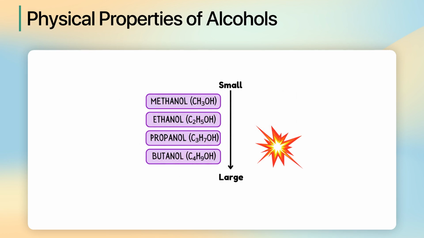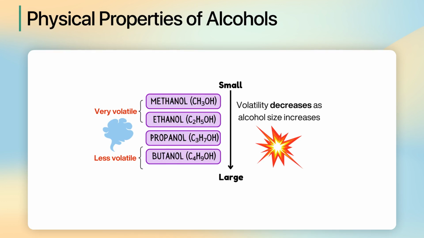Volatility refers to how easily a substance evaporates. Smaller alcohols, such as methanol and ethanol, are more volatile, meaning they can turn into gas quickly at room temperature. This is why you can smell the strong scent of alcohol when it is exposed to air. On the other hand, larger alcohols like butanol are less volatile. They do not evaporate as easily, and you would need to heat them more to see them turn into gas.